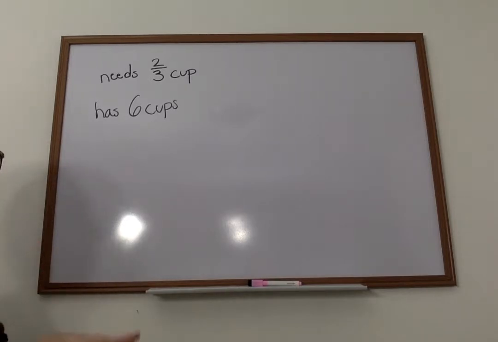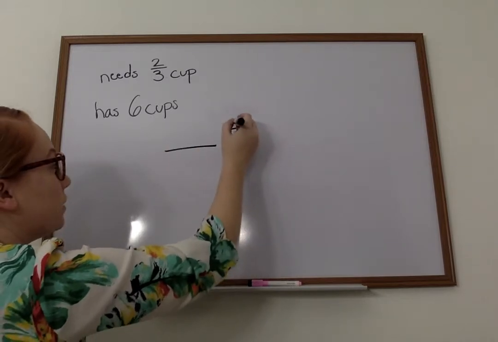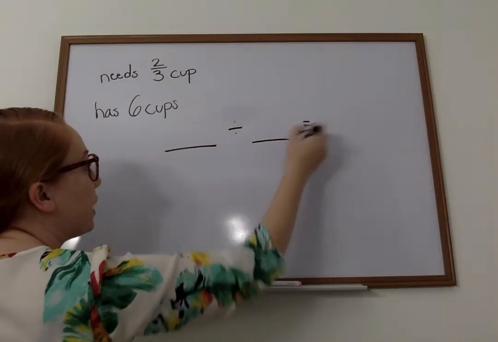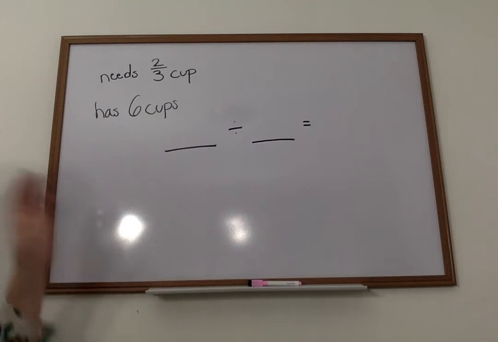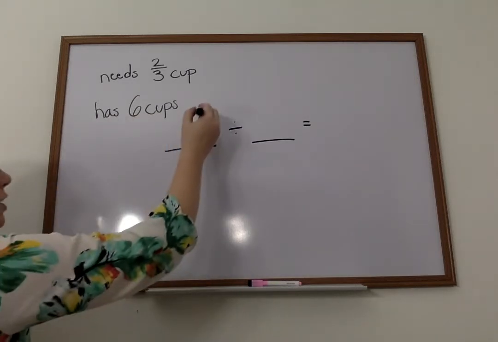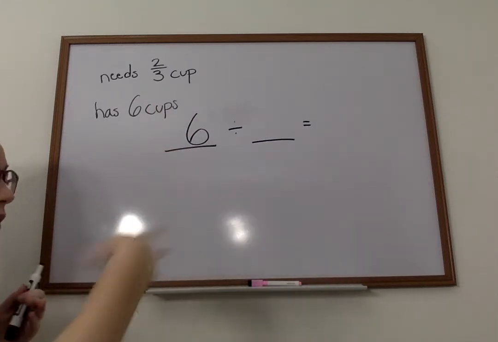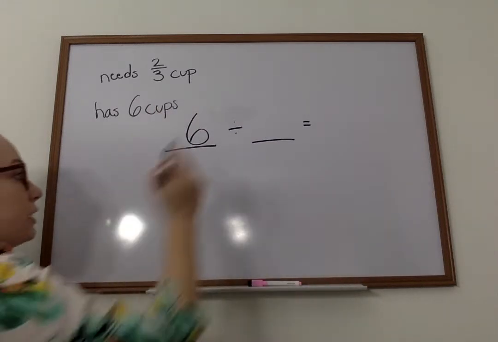A lot of us have been struggling to figure out, we know the whole thing is division, but what divided by what? How do I set up my equation? This is how it's going to work. Your 6 is going to go here because you have your 6 and then you're dividing out 2/3 as many times as you can to see how many batches you can make.